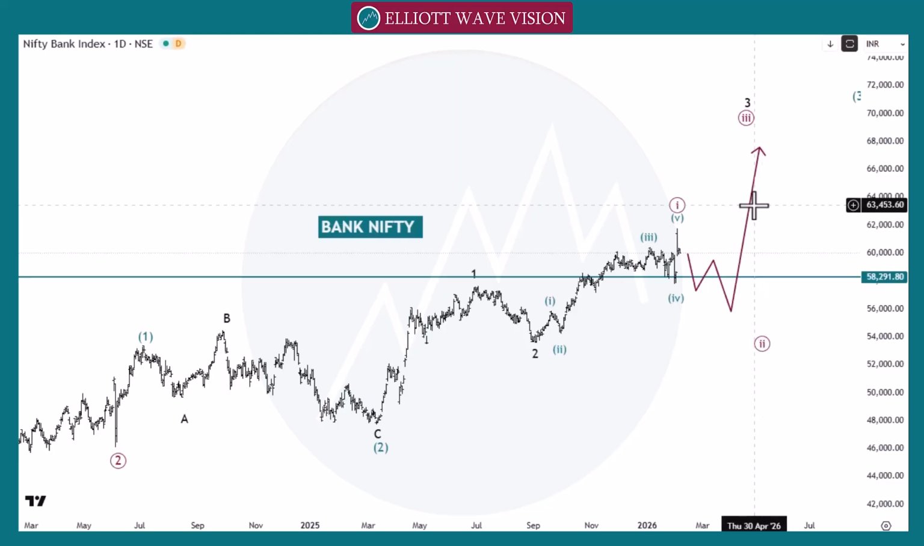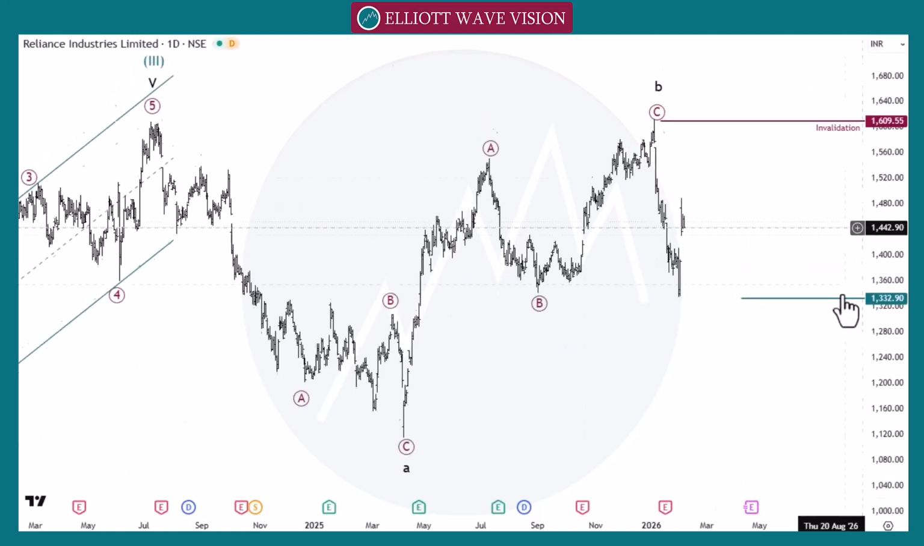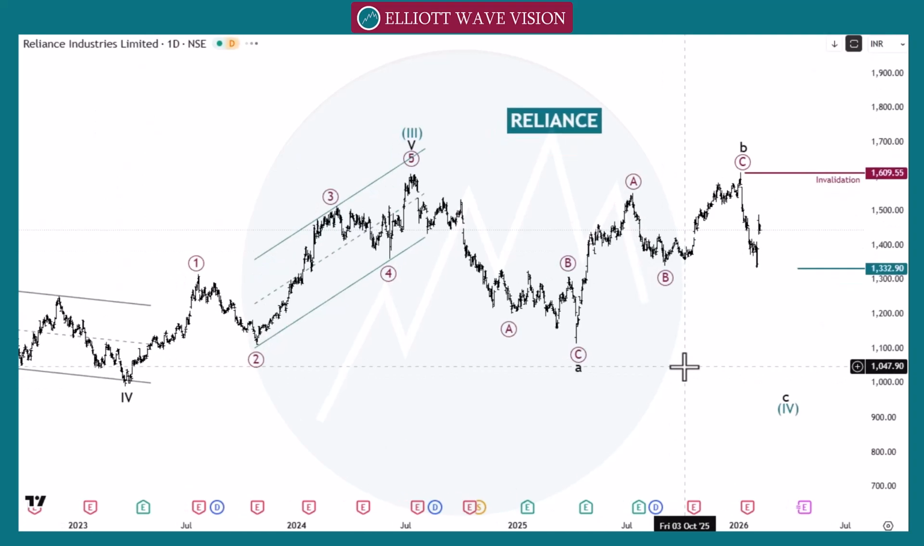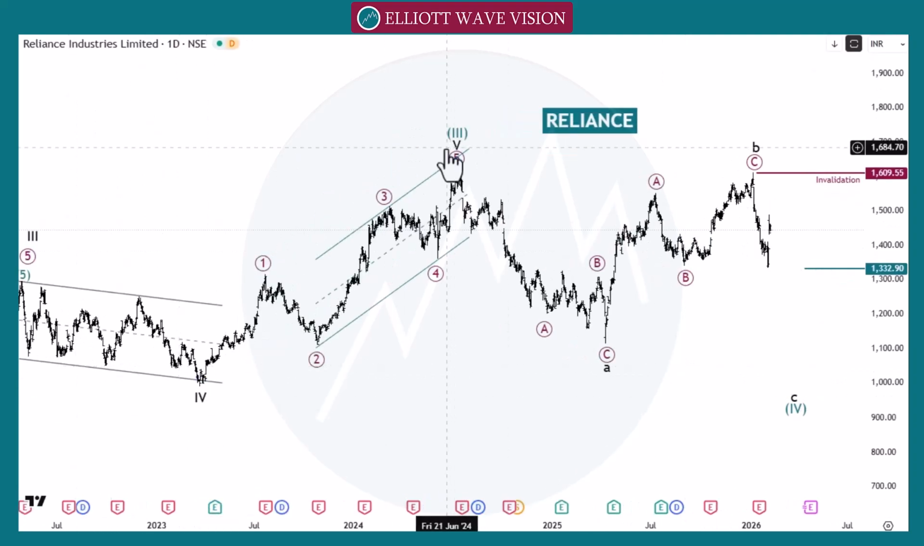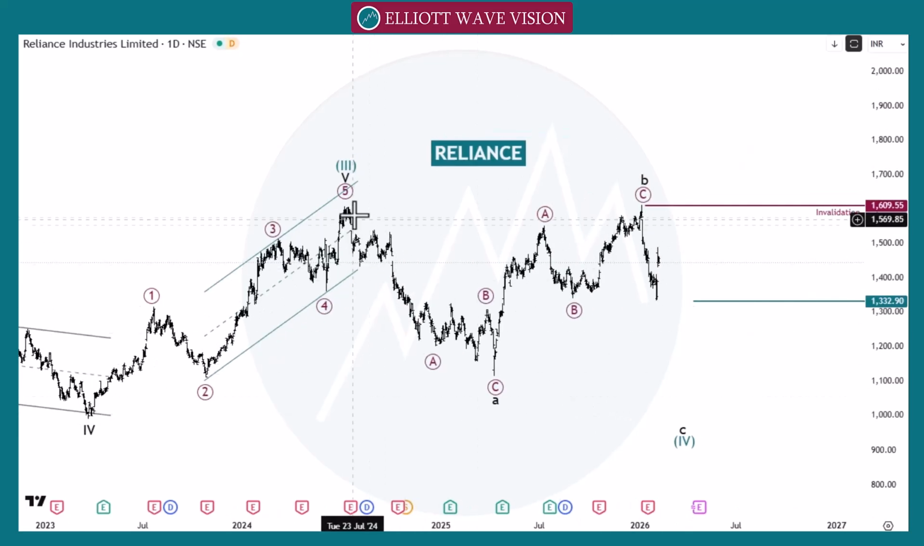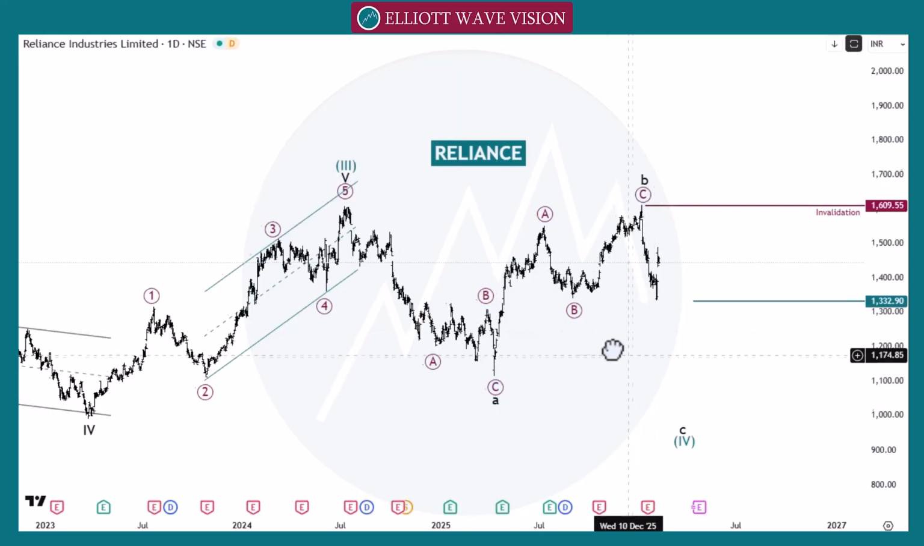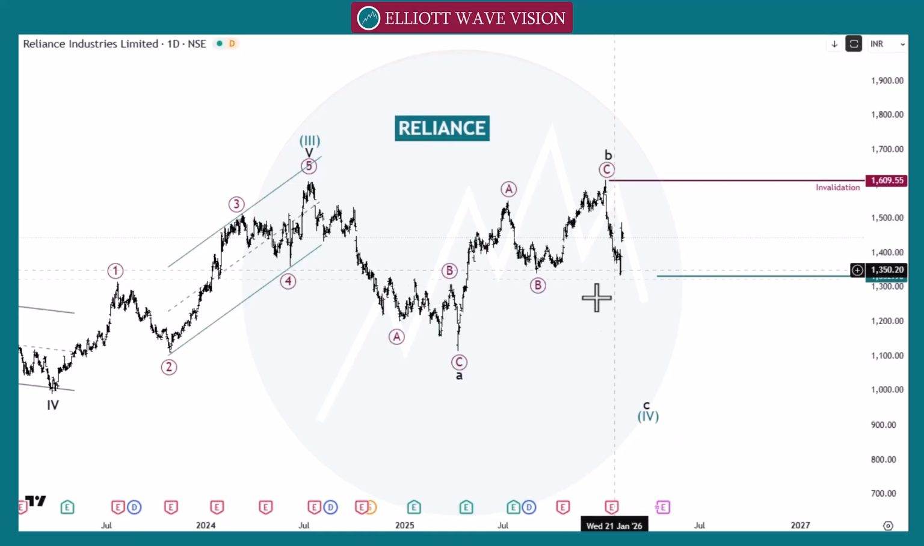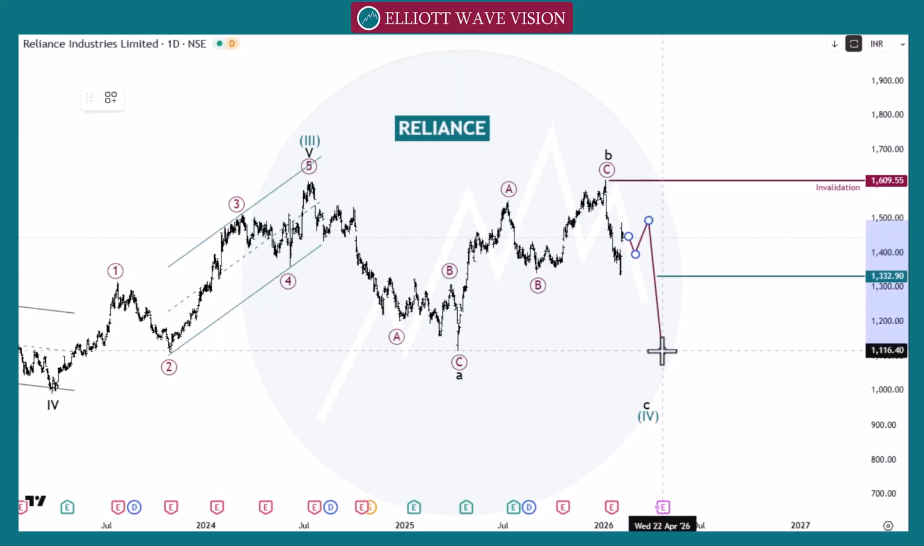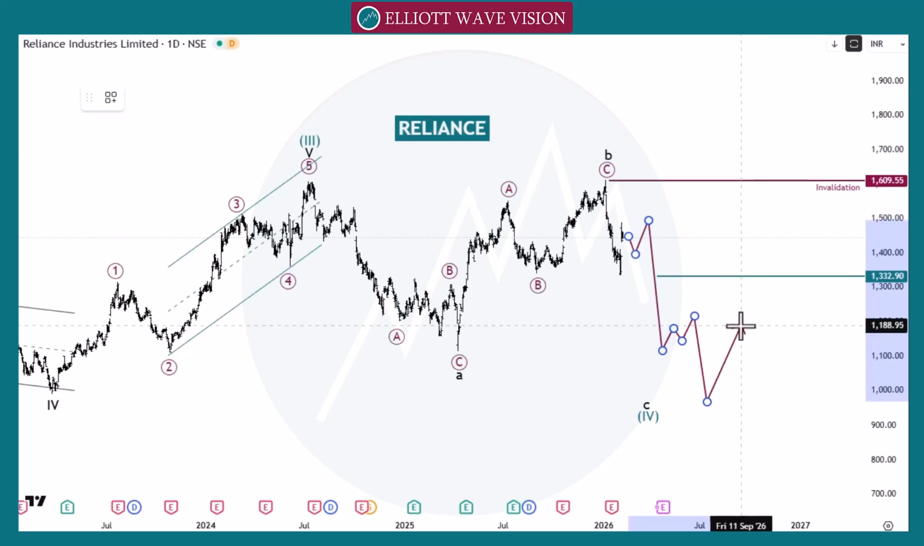So let's check our next pair, Reliance, in daily time frame. In Reliance, after this black wave 4 and 5 of this brown wave is the 4 of this green wave 3. We count this structure as a flat pattern, like wave A, B, C, as black wave A, black wave B. Now we are looking for this black wave C as wave 1, wave 2, wave 3, wave 4, and wave 5. Then we will go towards the bullish side.